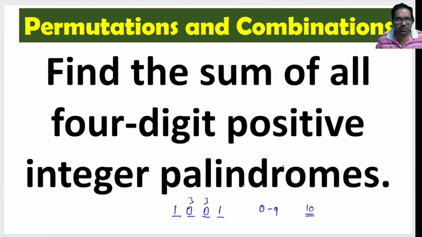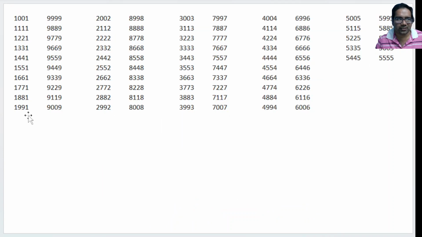So starting with 1, there are 10 palindromes. For example, 1001, 1111, 1221, 1331, 1441, like this, up to 1991. So how many are these? 0, 1, 2, 3, up to 9. The second digit will be 0 to 9, so there are 10 palindromes. Similarly, every number will have 10 palindromes. So total how many? 90 palindromes.